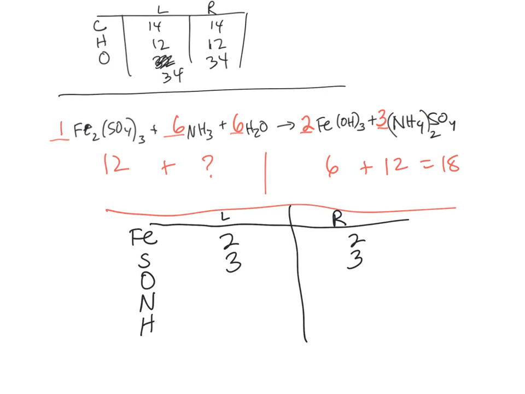Okay. The oxygen we just said was 18. You want to double check on that. So you've got 12 plus 6 is 18 here. And then you have 4 times 3 is 12, plus 3 times 2 is 6, so you got 18 on the right. The nitrogen is 6 and 6, and then the hydrogen should match as well.